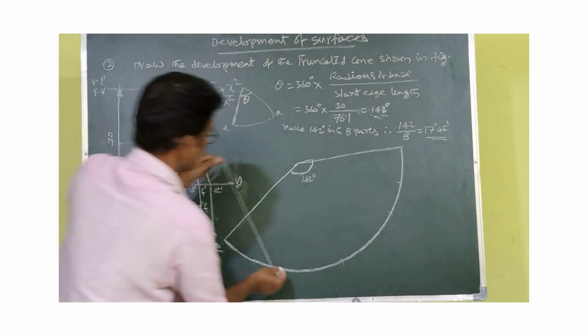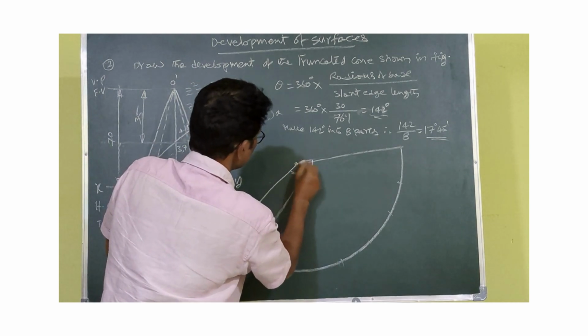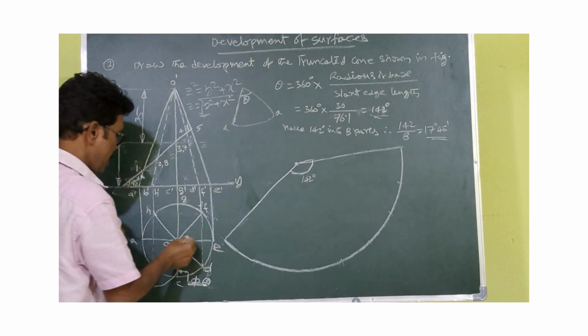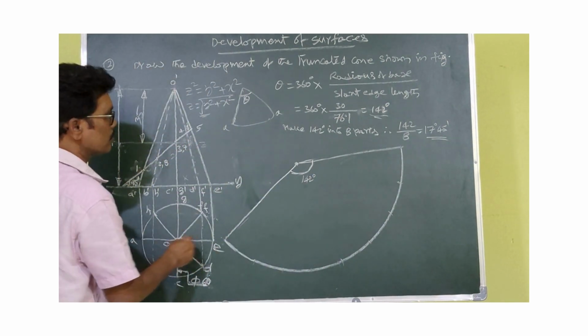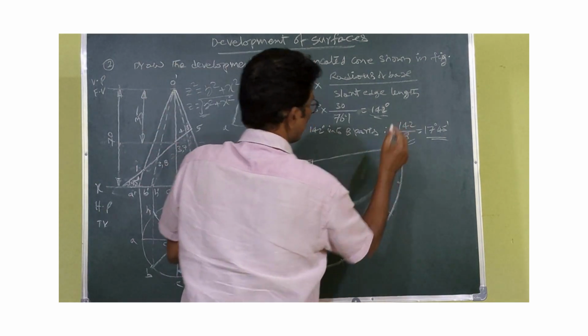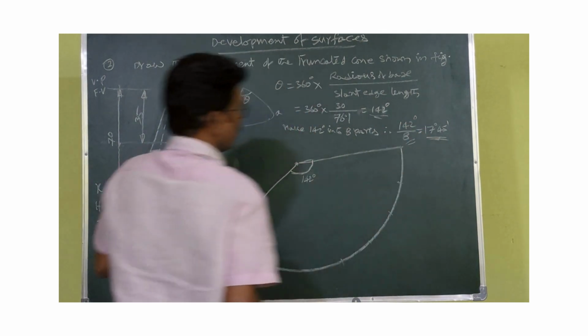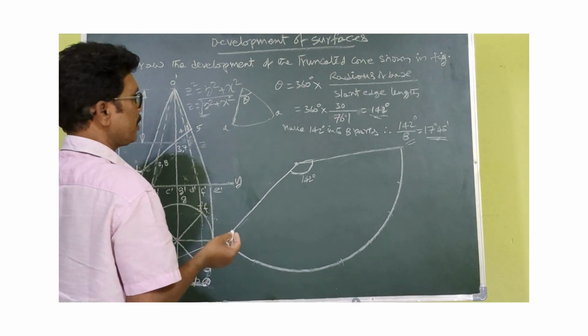Like this, you have to draw this circle. You have to draw this arc. Draw this arc 142 degrees. I make it 8 parts. So therefore I have to make it 8 parts. 142 degrees divided by 8, so that each sector is 17.45 degrees.